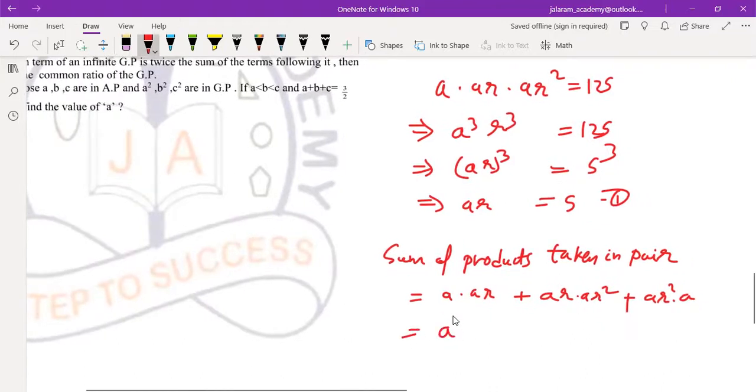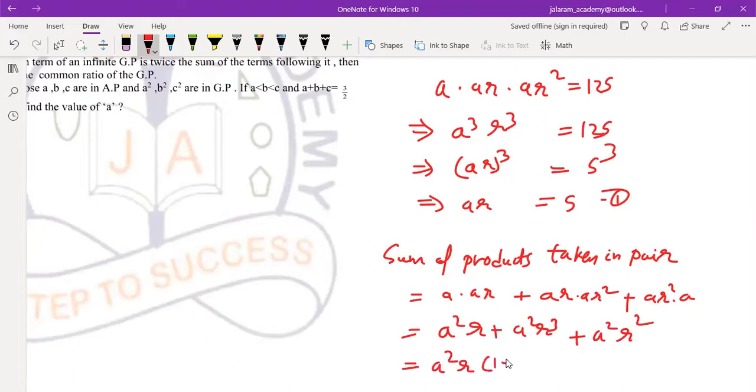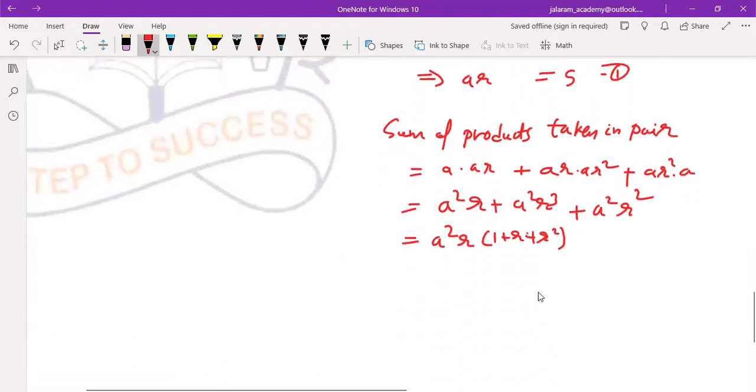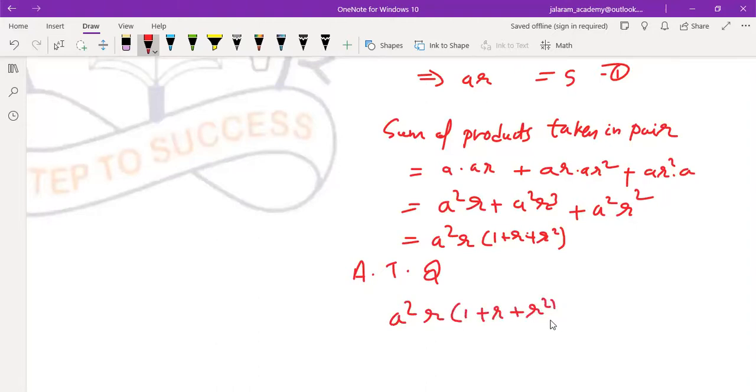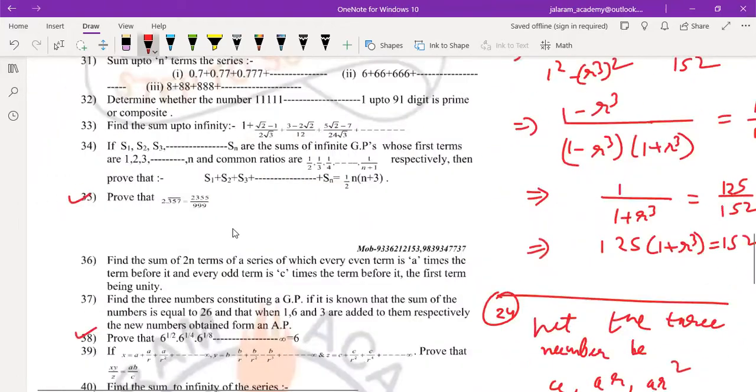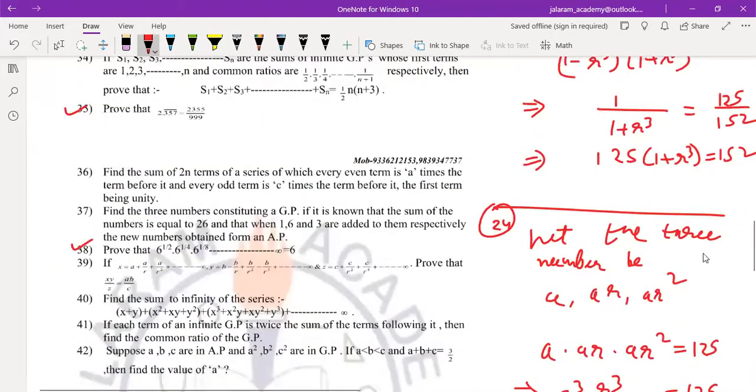So we can write A square R plus A square R cube plus A square R square. Now if we take A square R common from the three, it is 1 plus R square plus R, but in increasing order we can write 1 plus R plus R square. And according to the question, this sum, which we have obtained to be A square R into 1 plus R plus R square, equals 87 whole half.